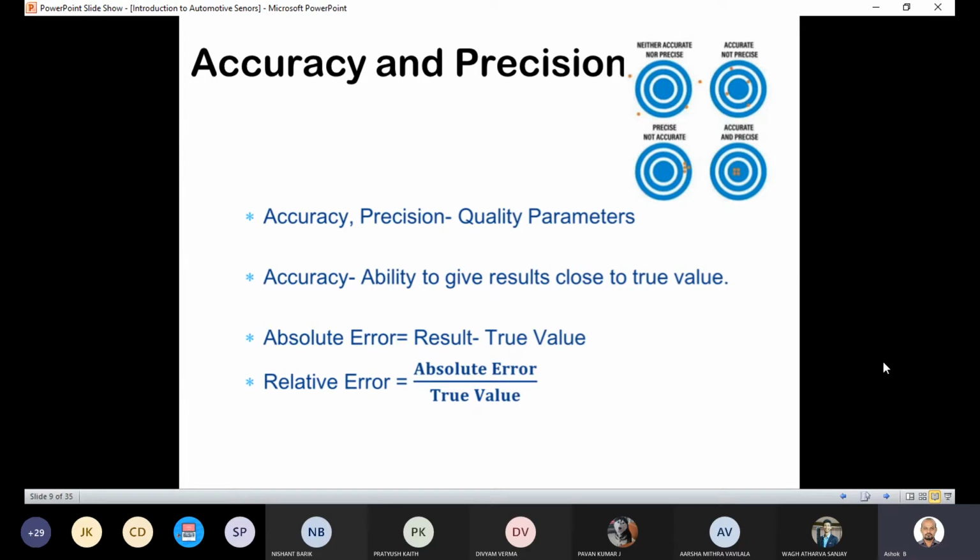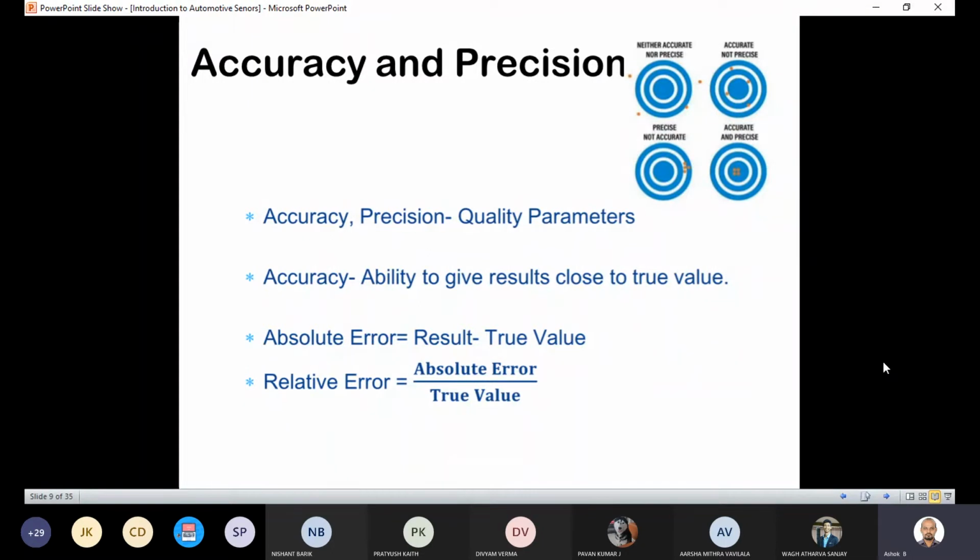Accuracy is the ability to give results which are close to the true value. Getting exactly 100% of the true value is very rare and tough in most sensors, but we will get close to the true value. That determines the accuracy. The next one is the absolute error, the difference between the true value and the obtained value. Accordingly we can get a relative error. This error should not be very high.